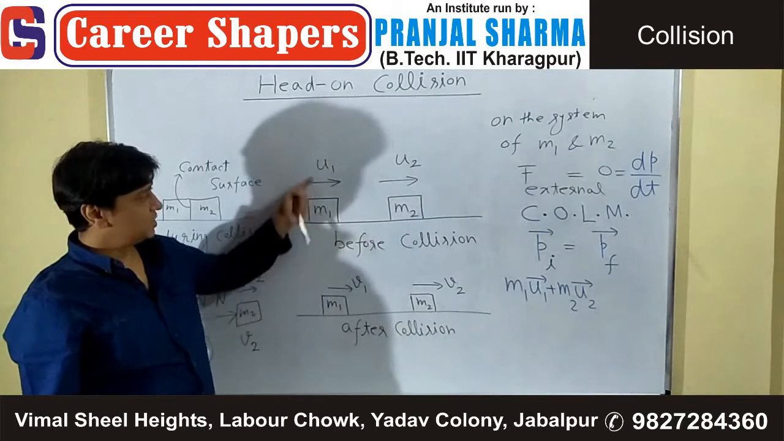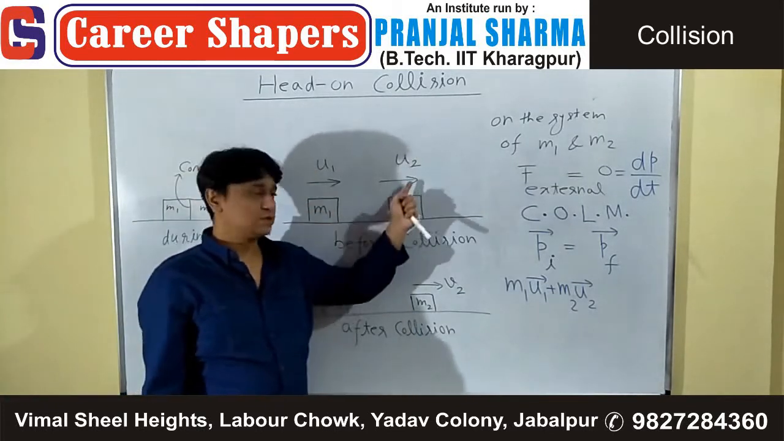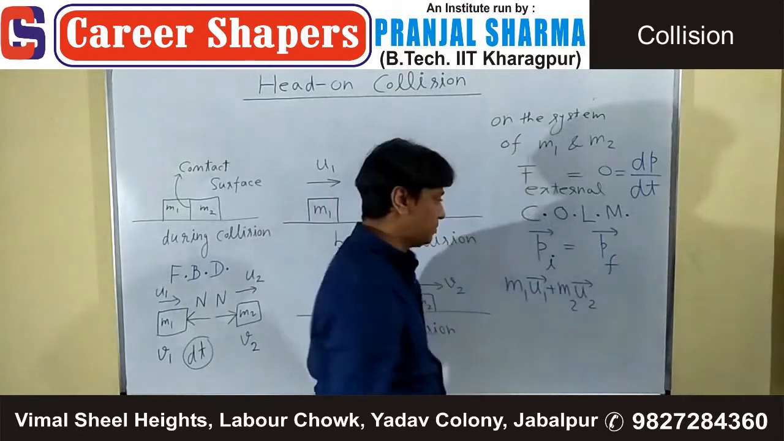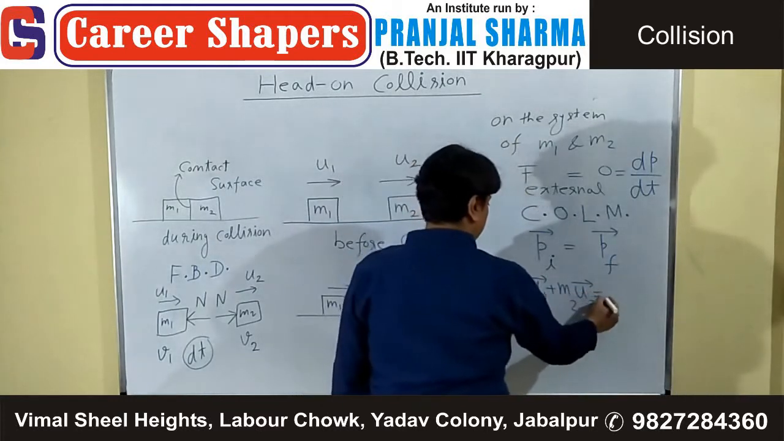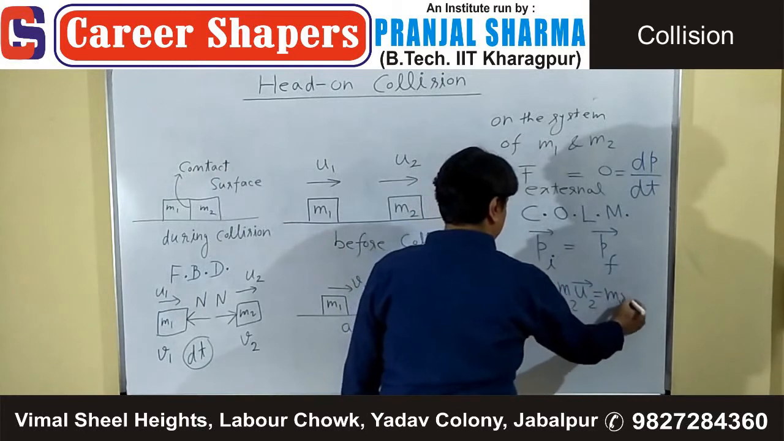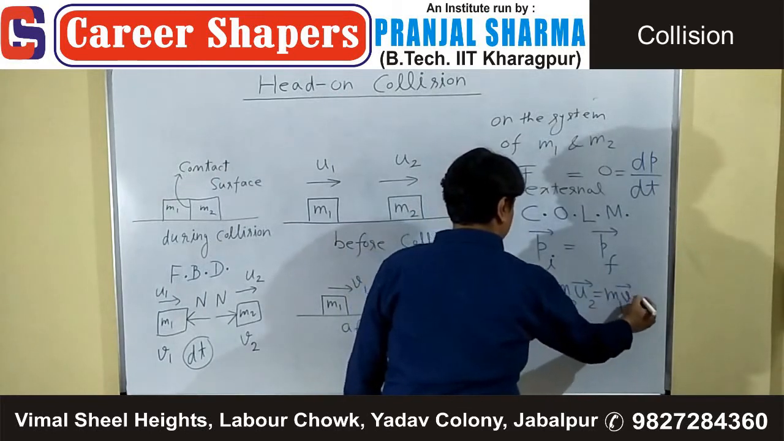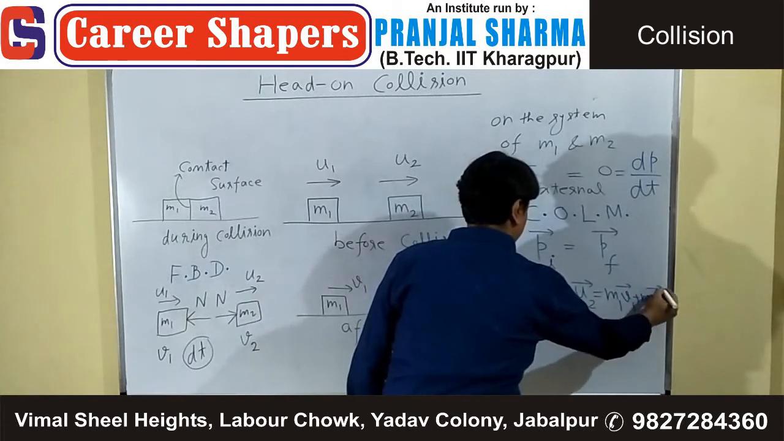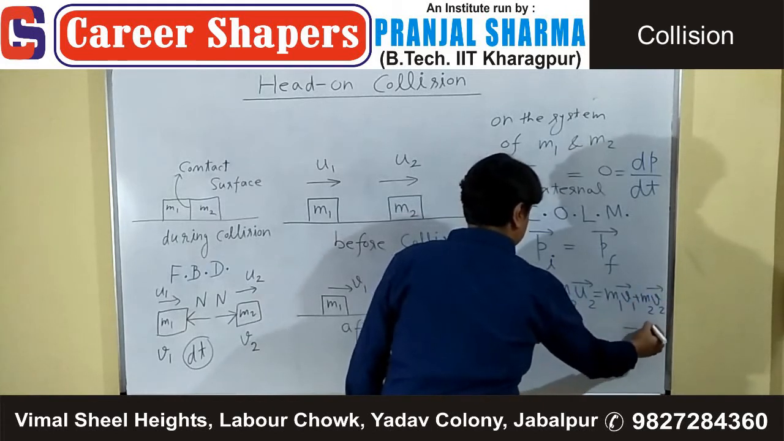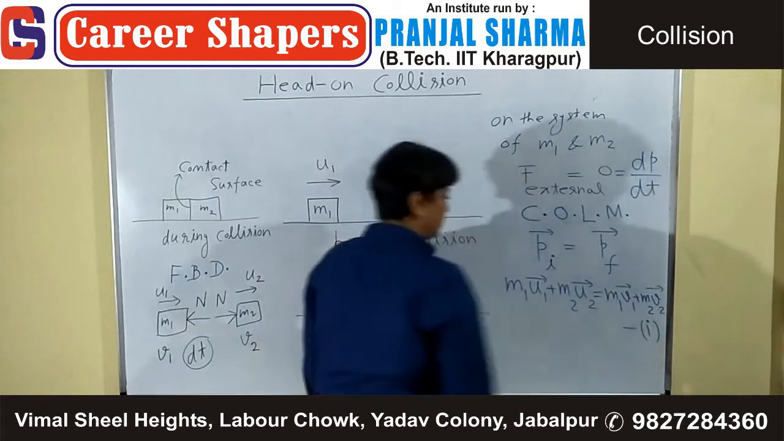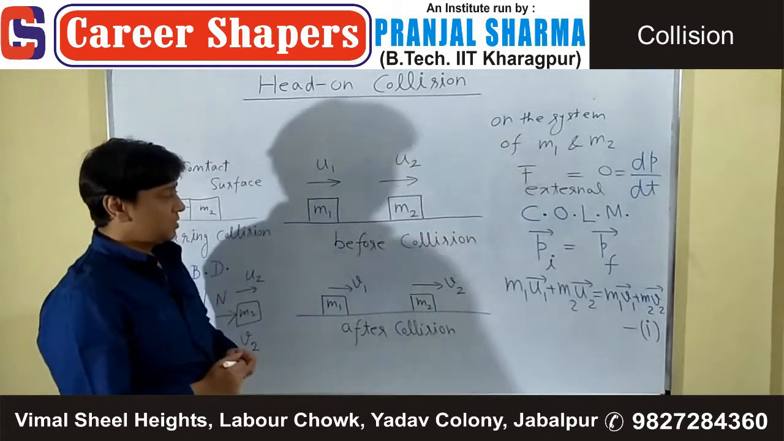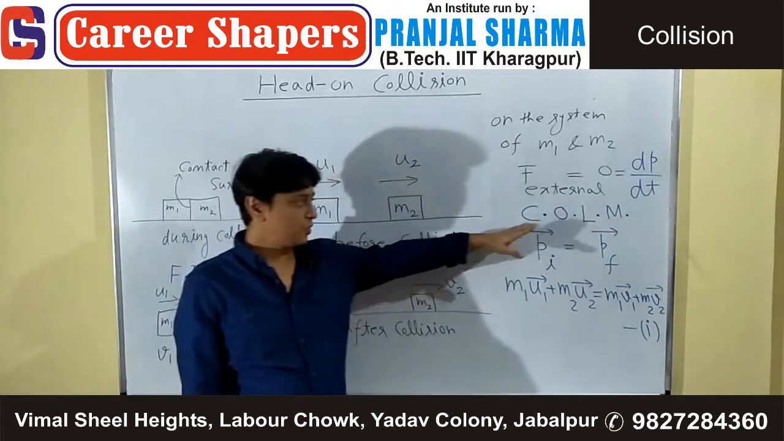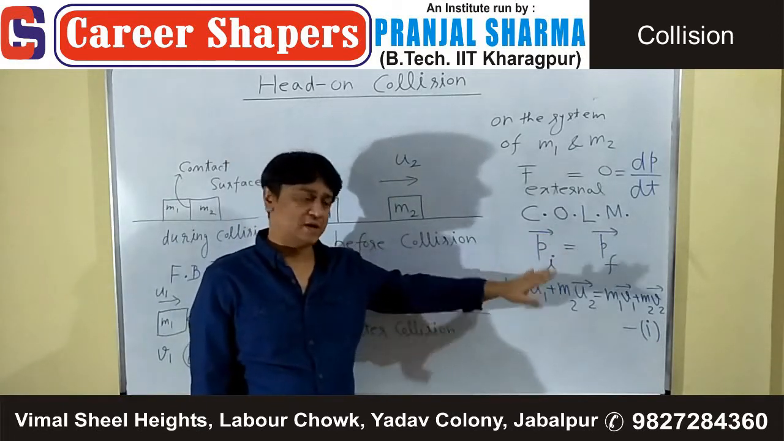Before the collision, M1 is moving with U1 and M2 is moving with U2. This is M1 U1 plus M2 U2. And finally, M1 moves with V1 and M2 moves with V2. This gives us the first equation for head-on collision, which is coming from conservation of linear momentum.